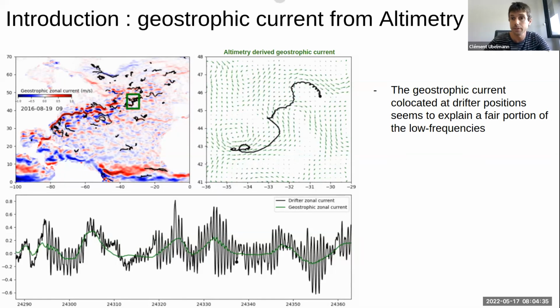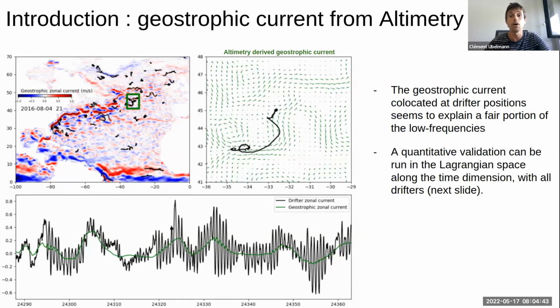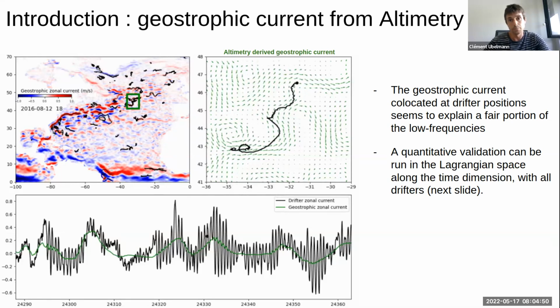The geostrophic current seems to explain a fair portion of the low frequency component. So we can actually do, from all the drifters, a more quantitative validation to look at how much is actually resolved.